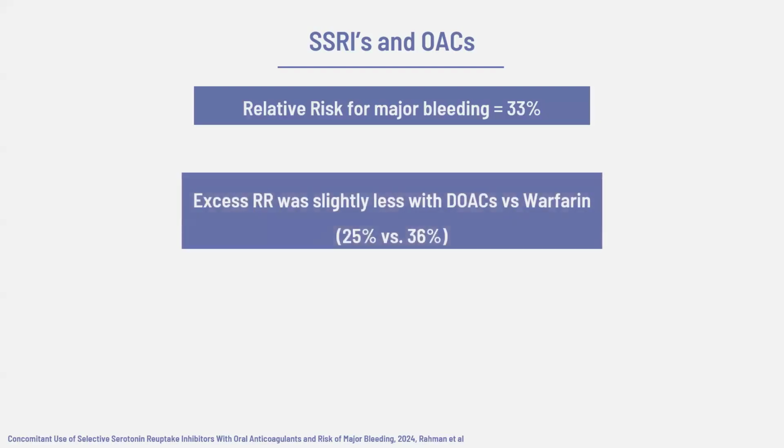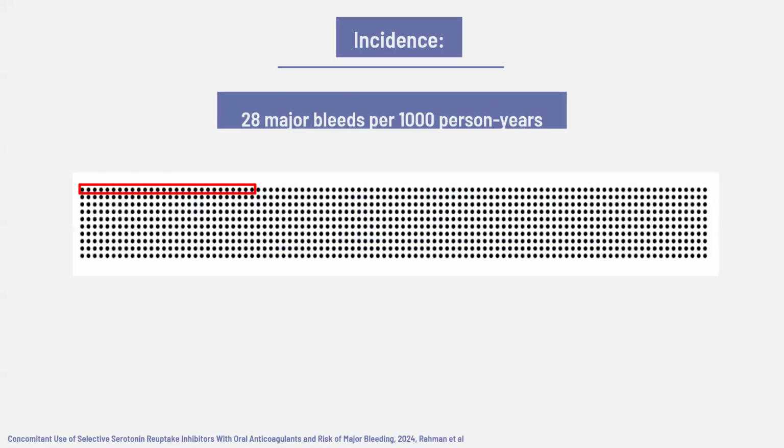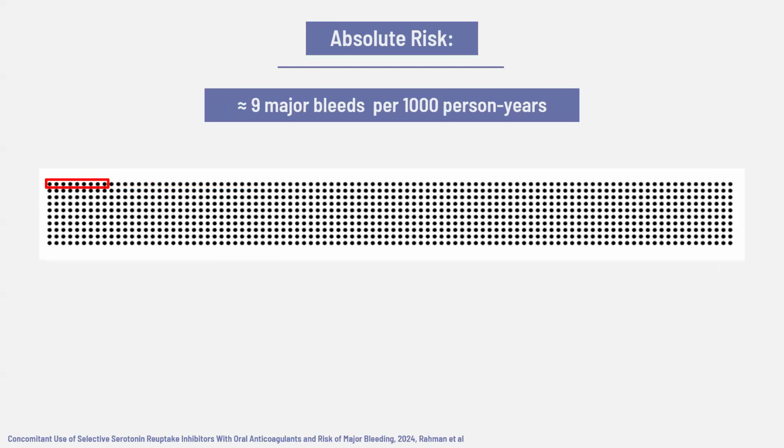Not surprisingly, risk was higher with those on warfarin. And then prior studies had suggested that higher potency SSRIs would increase the risk of bleeding, but this study did not show that, and also showed that there was no difference in risk between various types of bleeding. The incidence was 28 major bleeds in 1,000 people over the course of 1 year. And the absolute risk was on average 9 major bleeds in 1,000 people over the course of 1 year. So basically relative risk was 1/3 higher with concomitant SSRI use, but just as prior studies have shown, absolute risk of a major bleed is low.